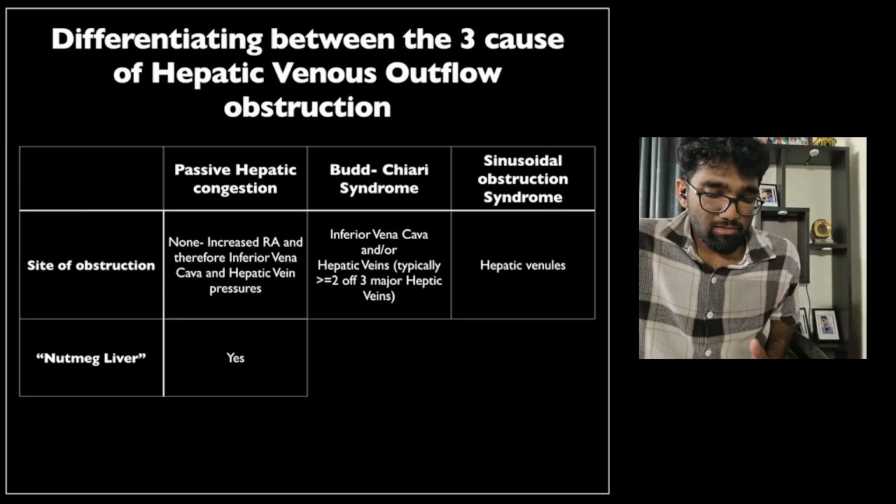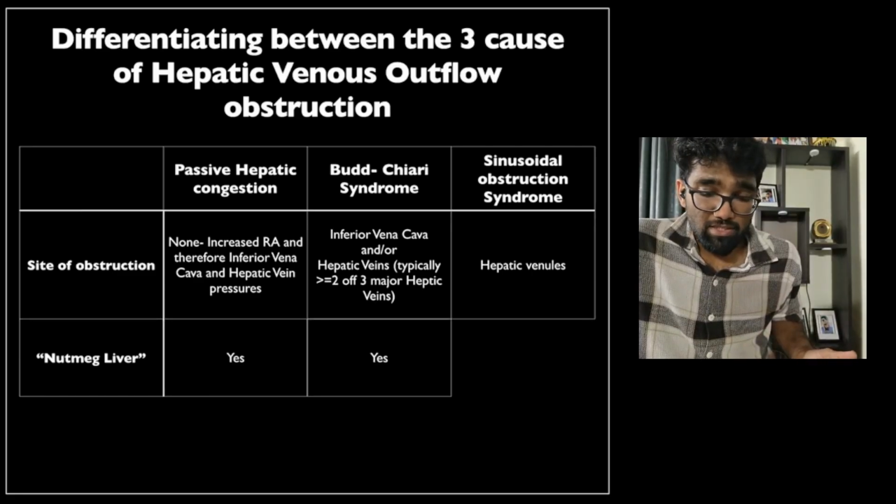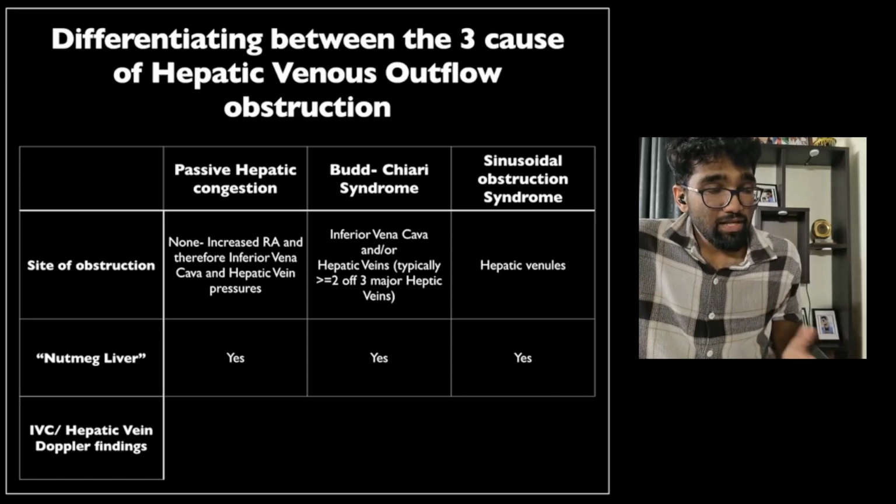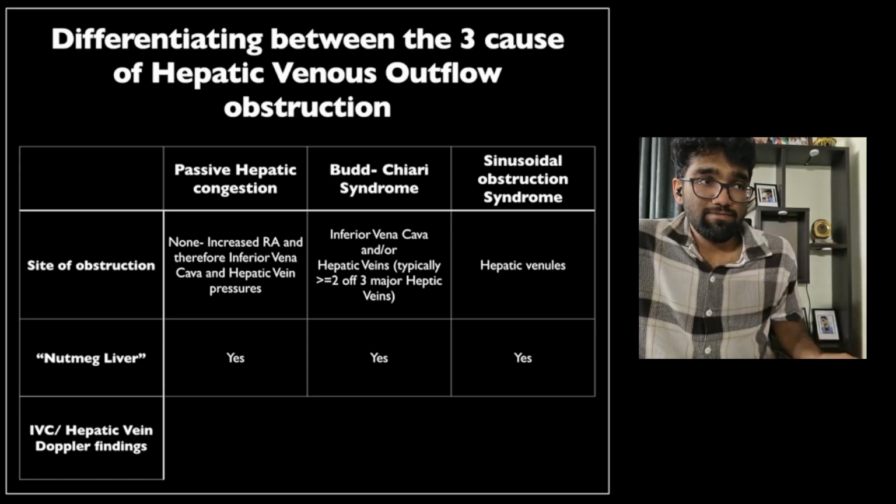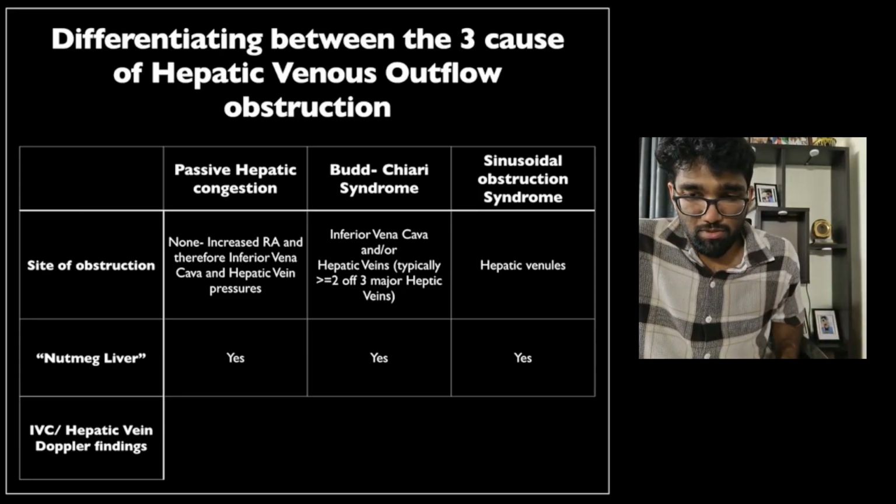Again, nutmeg liver or mottling would be present in all three conditions. IVC or hepatic vein Doppler findings are the main thing that differentiates them. Although, like I just shared, a leakage of contrast from the right atrium back into the hepatic vein or the inferior vena cava also does point towards this.